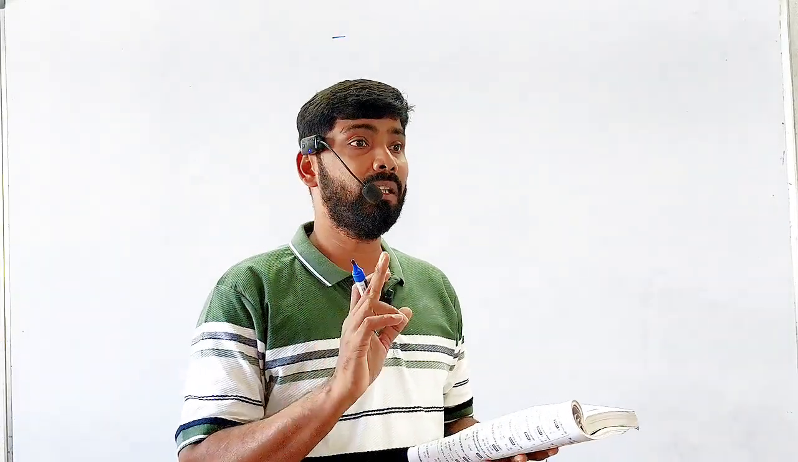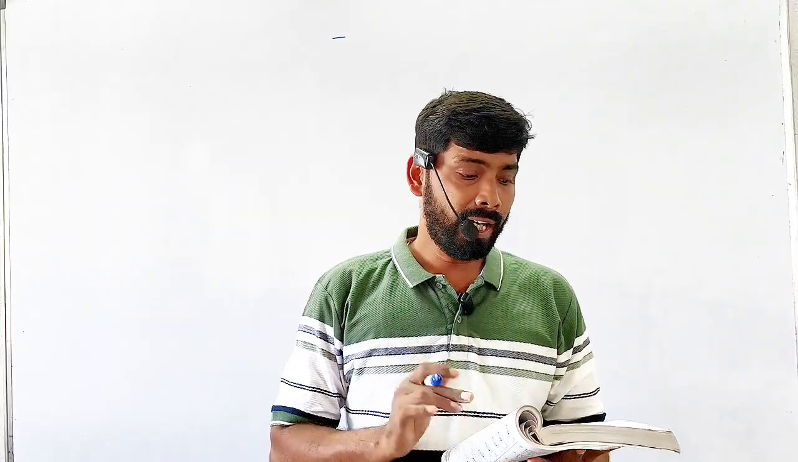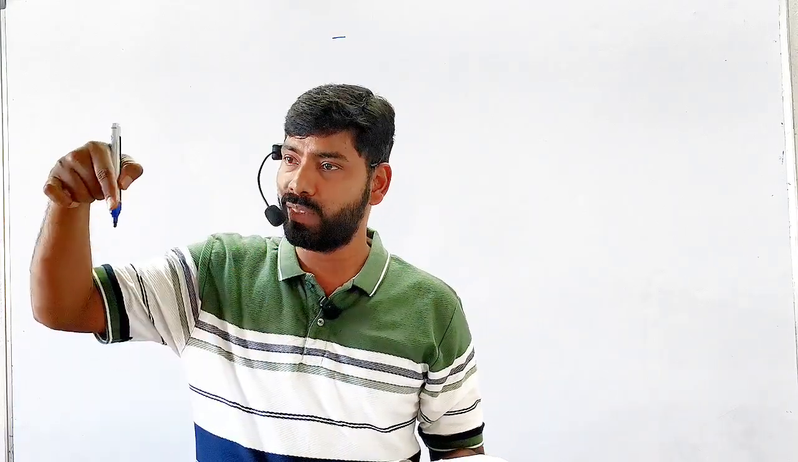Look at exercise 2, first question. A man earns 1800 rupees per month. What is his monthly income? And he saves 10%. 10% of what? 10% of it is given.